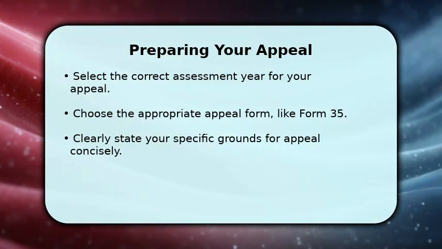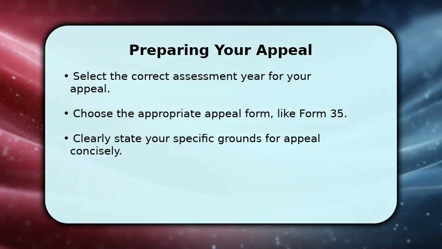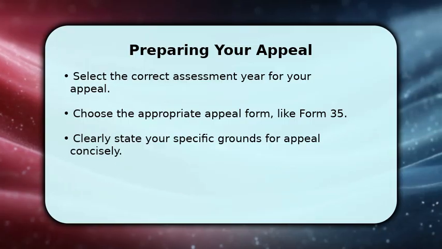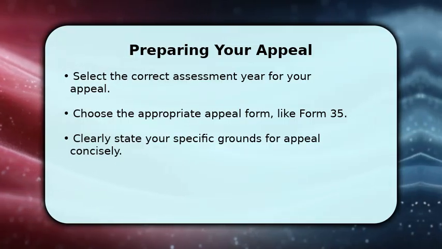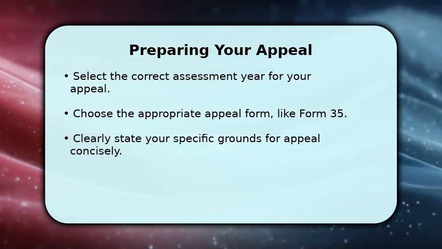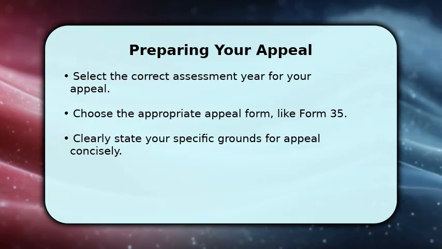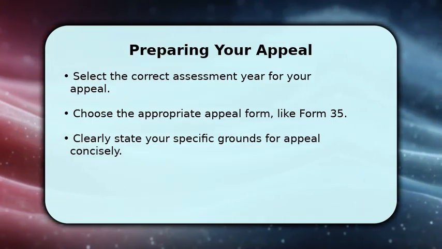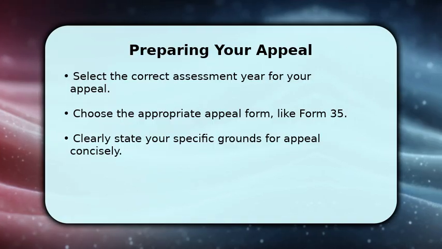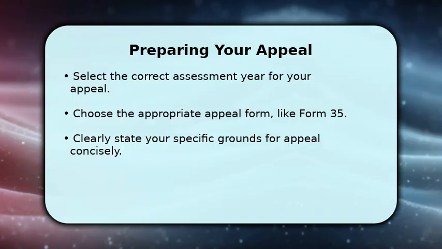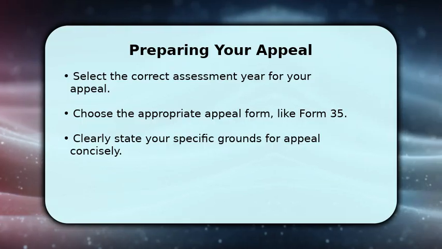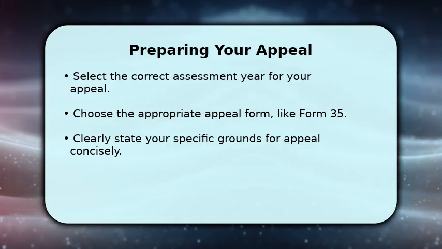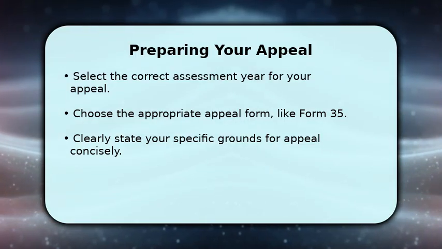Once in the e-appeal section, you'll need to select the correct assessment year for which you are filing the appeal. Then, choose the appropriate appeal form, typically Form 35, from the available options. It's vital to clearly and concisely state your specific grounds for appeal, explaining why you disagree with the assessment. Finally, attach all necessary evidence and supporting documents to strengthen your submission.